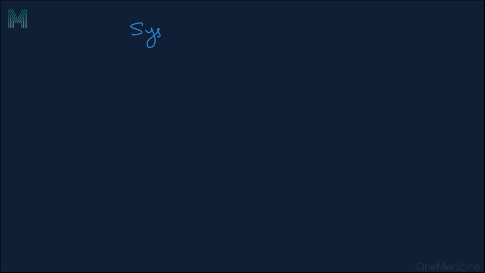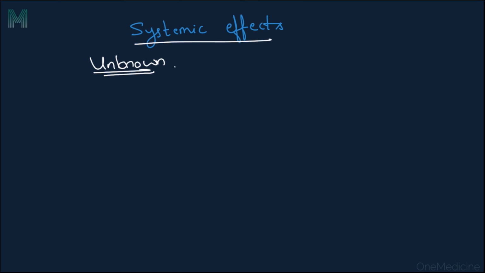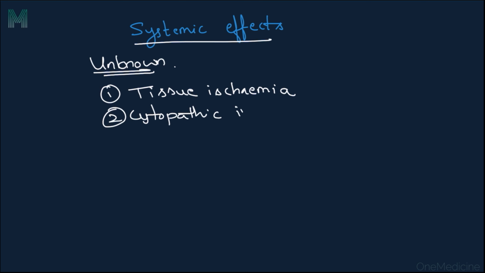The systemic effects of sepsis. The exact mechanism of cellular injury is not completely understood, but there are certain mechanisms that are proposed for the injury, and these include tissue ischemia, cytopathic injury, or direct injury by pro-inflammatory mediators, and an altered rate of apoptosis. Let us look at each of these mechanisms in detail.